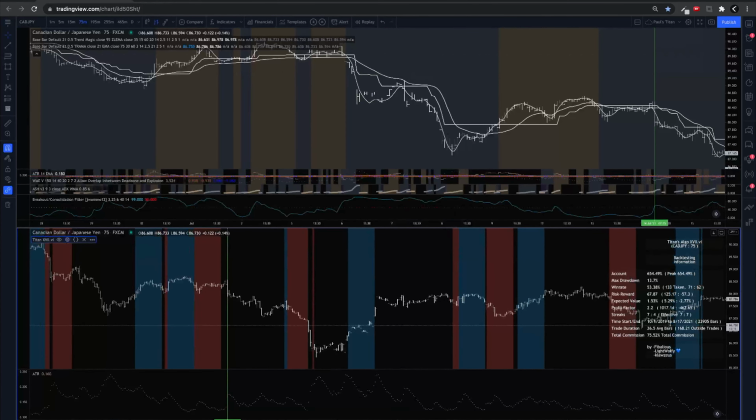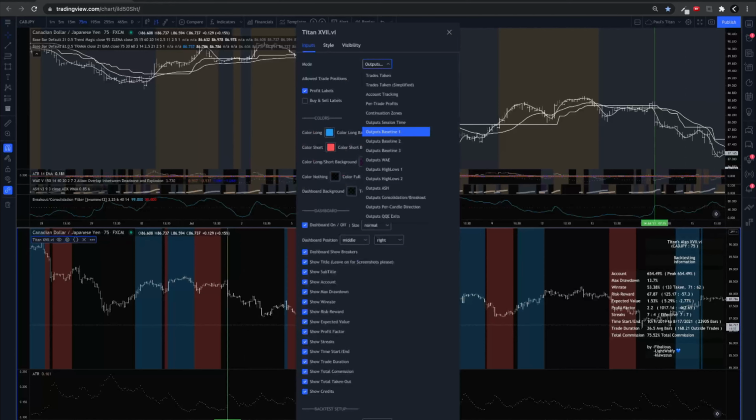And boy, did we get a good one. That took me just over 2 hours. And wow, that algo is way better than what I have going on for the CAD JPY right now. Way better.